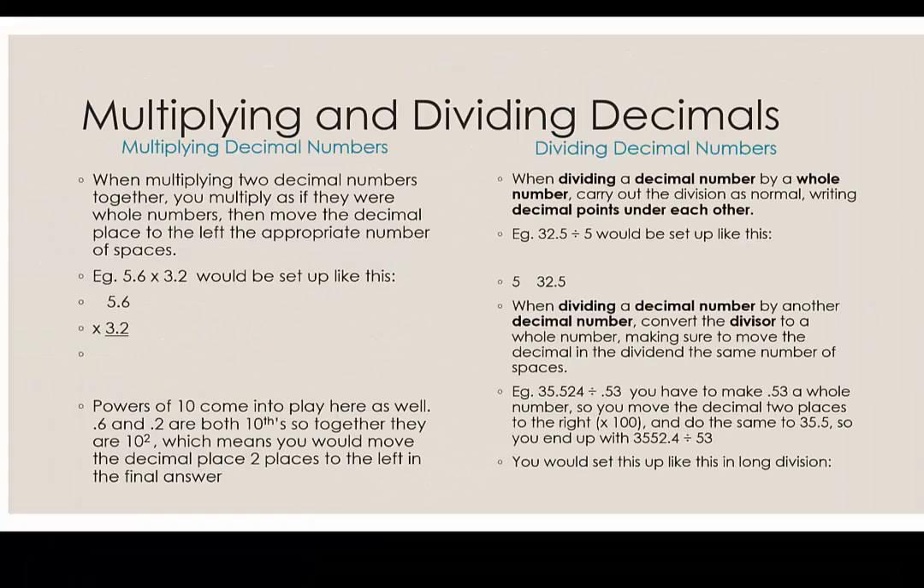Multiplying decimal numbers. When you're multiplying 2 decimal numbers together, you multiply as if they were whole numbers, then just move the decimal place to the left the appropriate number of spaces. So for example, 5.6 times 3.2 would be set up like this. 5.6 times 3.2, then we do the multiplication.